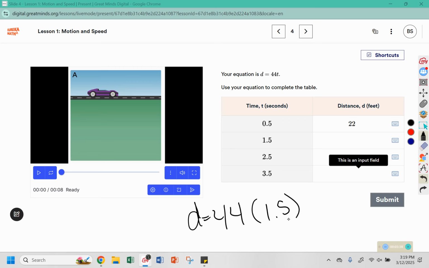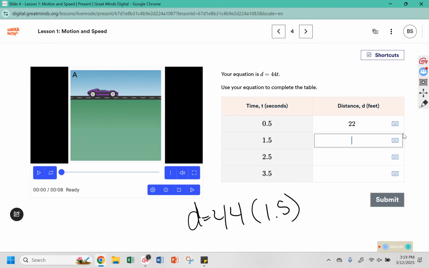If we substitute 1.5 into the equation, we should have 66 feet. If we replace the time with 2.5, 44 times 2.5 is 110. And then 3.5 times 44 is 154 feet.